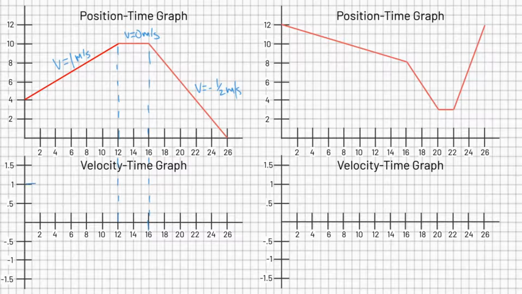Okay, so the velocity here is 1 meter per second. The velocity for this part from 12 to 16 seconds is 0 meters per second. And then the velocity for 16 to 26 is -1/2 meter per second. All right, and then we're just going to join those lines.